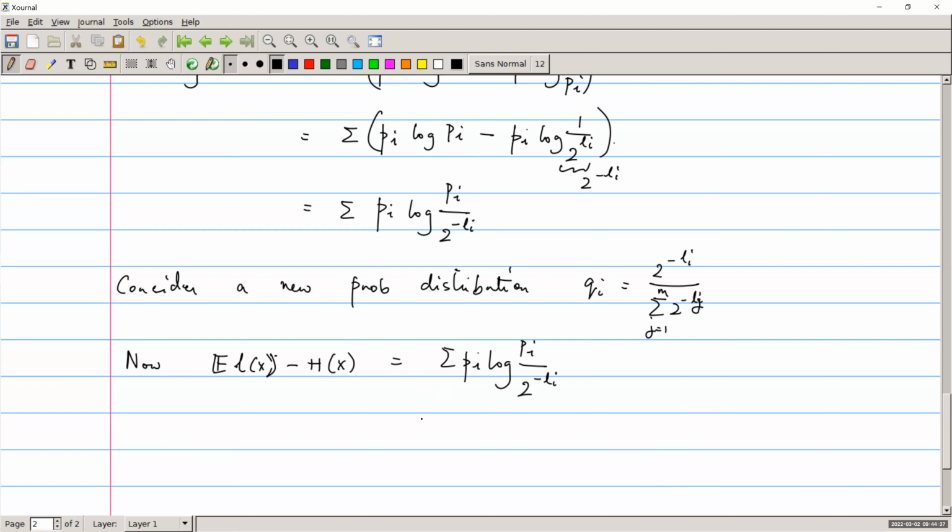Right, so now 2 to the minus li is qi times this denominator. Okay, so just to make my life easier in notation, I'm going to write n equals summation of 2 to the lj.